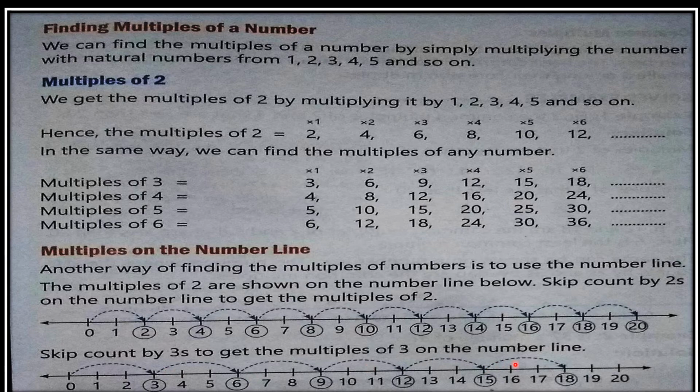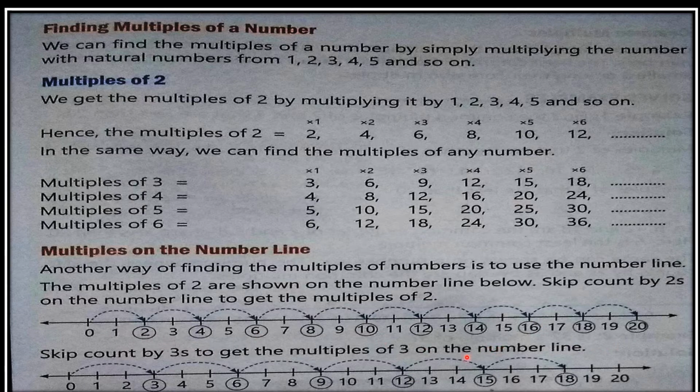It's very easy, children. See here, skip counting. Another way of finding the multiples of a number is to use the number line, and the multiples of 2 are shown on the number line below. Skip count by 2s on the number line to get the multiples of 2. So we jump 2, again skip 2: 4, 6, 8, 10, 12, 14, 16, 18, and 20. So we can write the multiplication table on the number line.